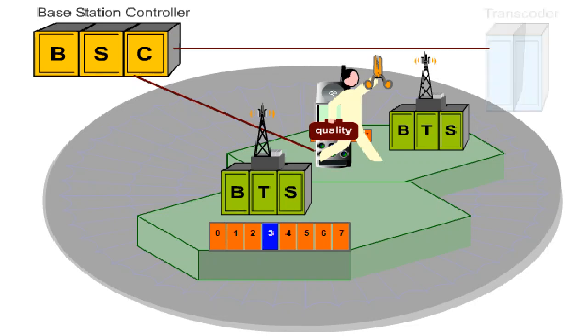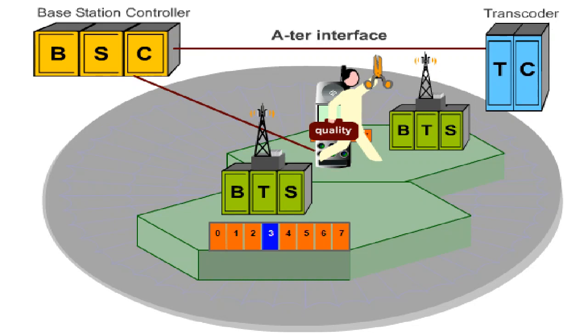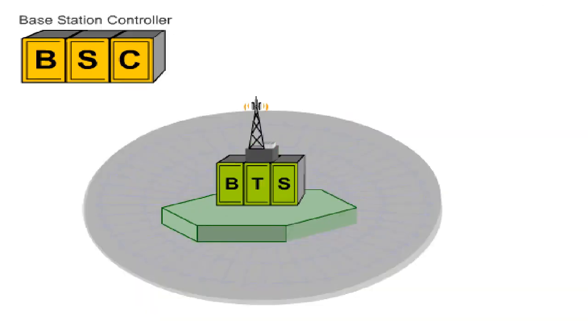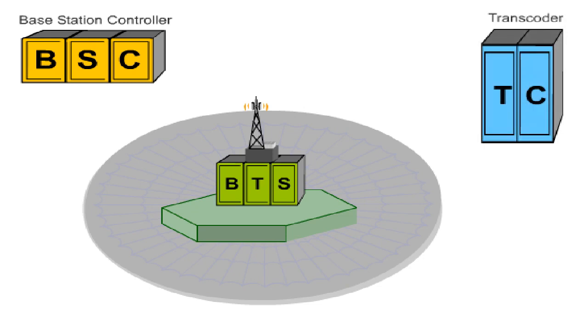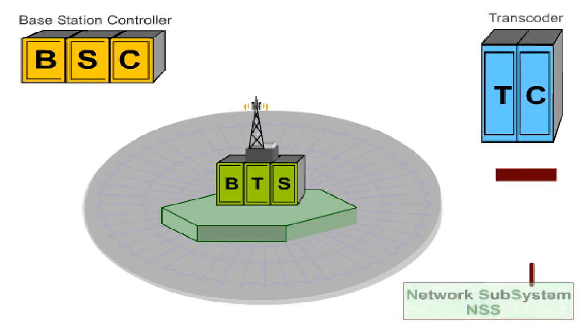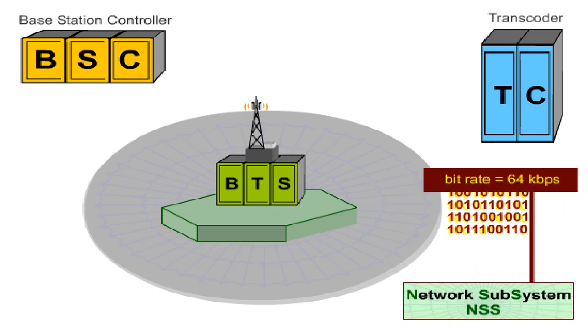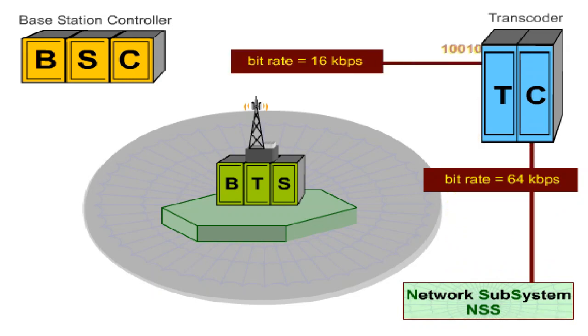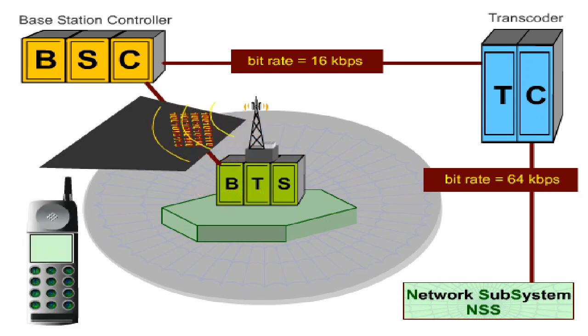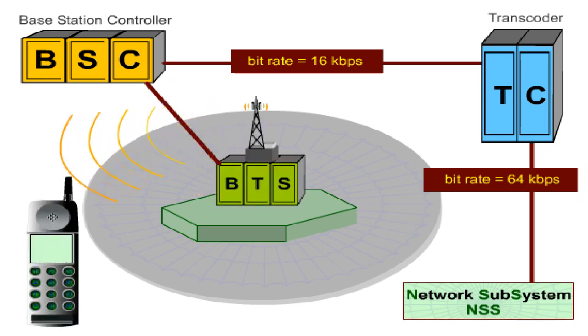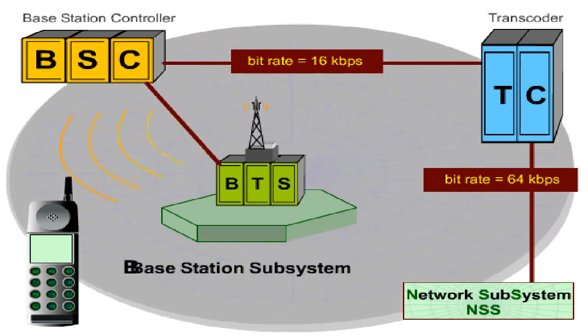The BSC communicates with the transcoder, TC, via the ATER interface. The transcoder is the third element in the BSS and is needed to convert 64 kilobits per second original speech into a 16 kilobits per second signal of speech description parameters to ensure a spectrum-efficient modulation on the air interface. BTS, BSC and TC together form the base station subsystem, BSS.